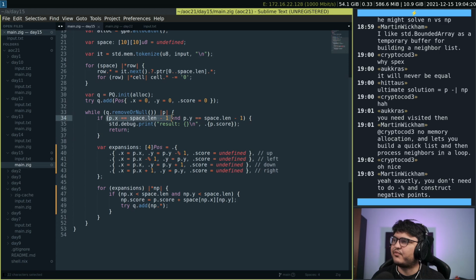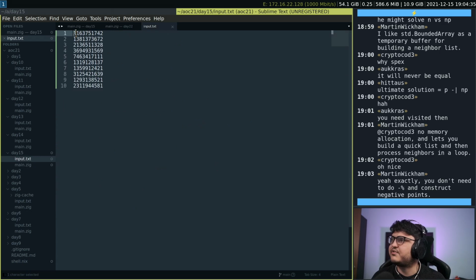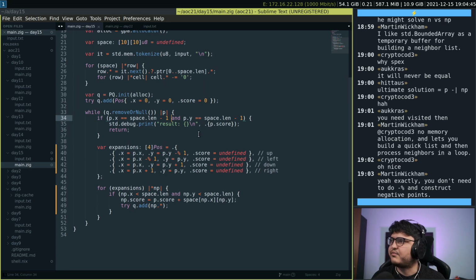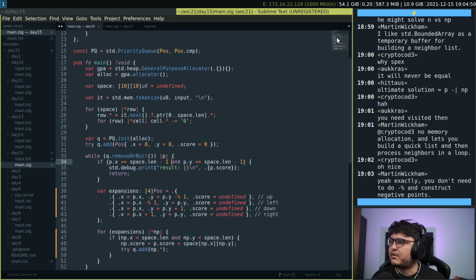Is this condition wrong? I think that condition is wrong, isn't it? So the first coordinate is, sorry, this is 0, 0. Zero, 0, 1, 0. Am I mixing around x and y everywhere? I don't think I am.